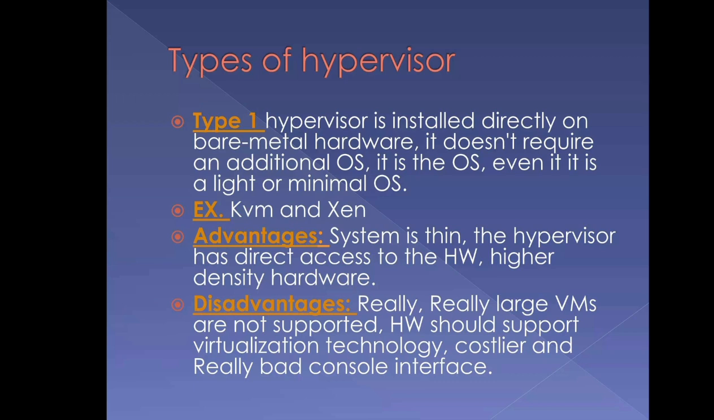Types of hypervisor: first is type 1. A type 1 hypervisor is installed directly on bare metal hardware. It does not require any additional OS; it is the OS, even if it is a light or minimal OS. Examples: KVM and XEN. Advantages are: the hypervisor has direct access to the hardware, and higher density hardware. Disadvantages are: really large VMs are not supported, hardware should support virtualization technology, it is costlier, and it has a really bad console.